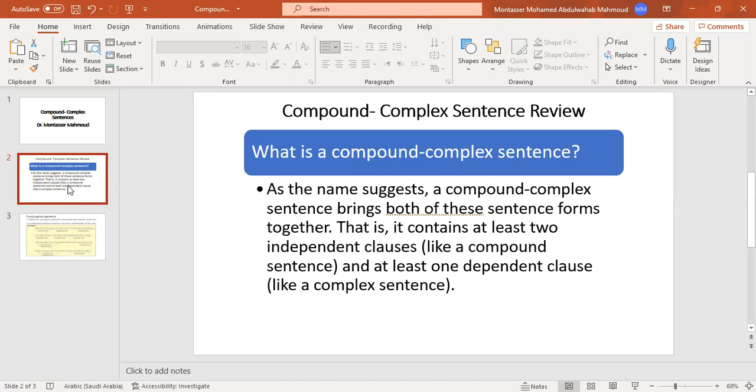compound and complex sentence. We have to put into our mind, my lovely students, that any compound complex sentence should contain at least two independent clauses. Independent clause, of course, you remember the compound sentences, and at least one dependent clause. So it can be two or more, no problem. And dependent clause, of course, you remember like complex sentences. I think the examples will help us to understand more and more about compound complex sentences and how it brings both of these sentence forms together.